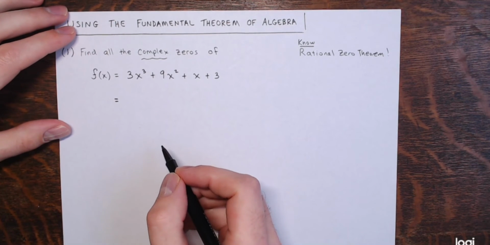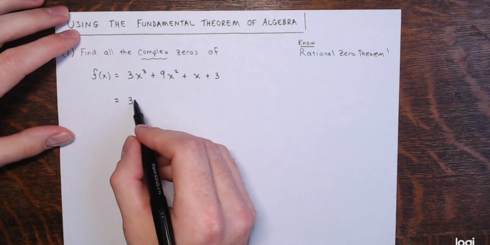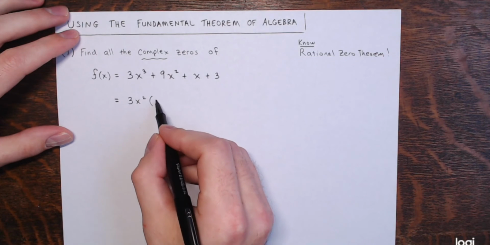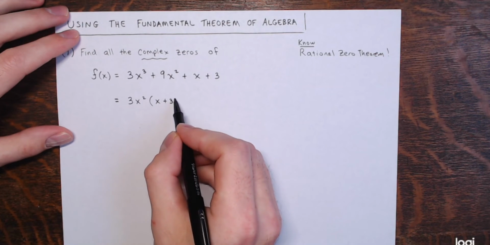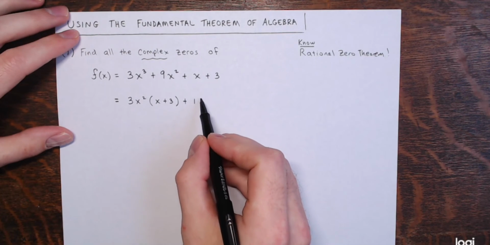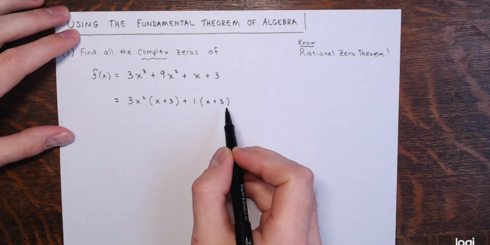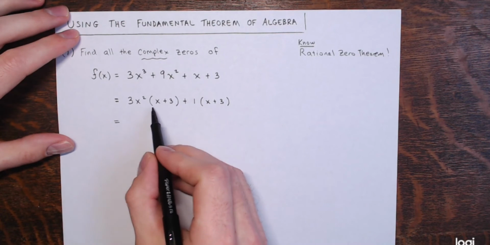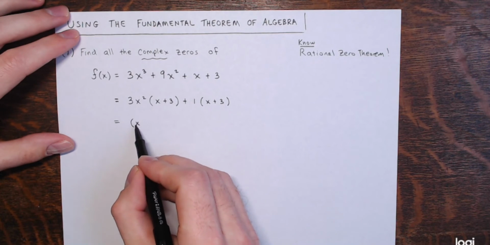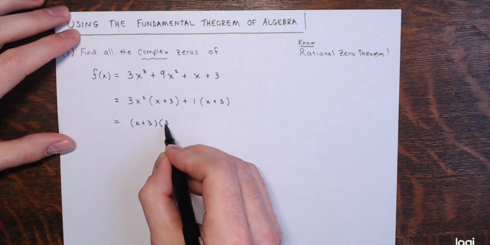The first two terms have a common factor of 3x squared, and then you'd have x plus 3 left over. Plus, the second two terms have a common factor of 1, and it's just 1 times x plus 3. Both these products have a common factor of x plus 3. Let's have x plus 3 pulled out, and the other factor remaining would be 3x squared plus 1.